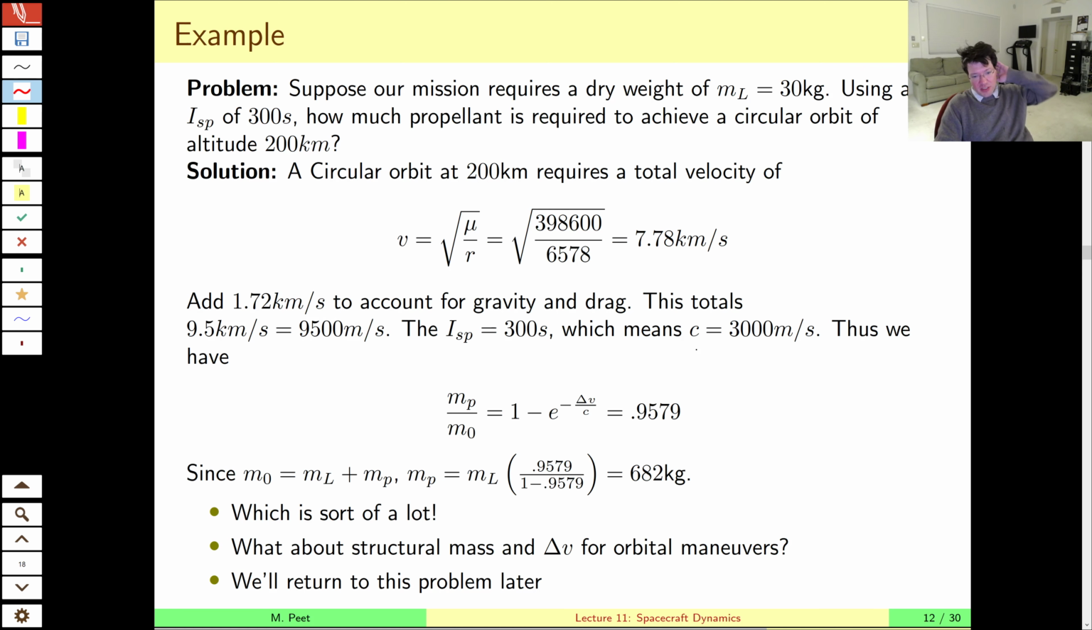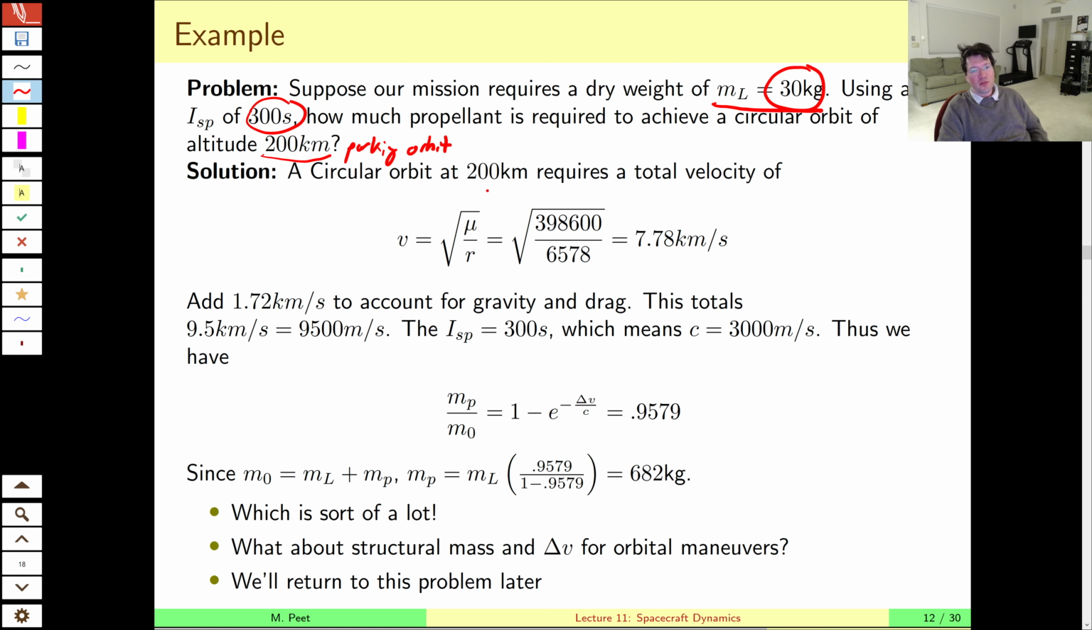All right, so at this point we can do a few quick calculations, right? The numerical problem we had at the beginning. We want to lift a 30 kilogram rocket into space. Our ISP is pretty much limited to 300 seconds because that seems to be some kind of law of nature. And the question is, how much propellant do we need in order to achieve a parking orbit, basically?